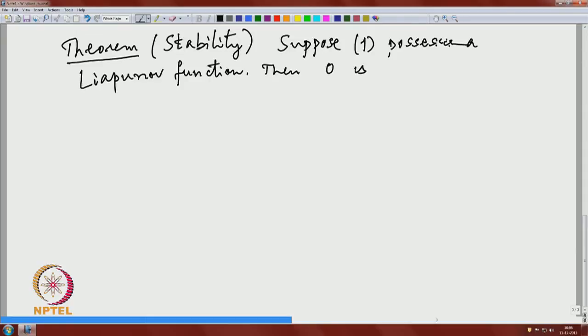Then 0 is stable. Okay. So, remember again by our notation, 0 is an equilibrium point of system 1, and so as and when the system 1 possesses a Lyapunov function, 0 is stable.